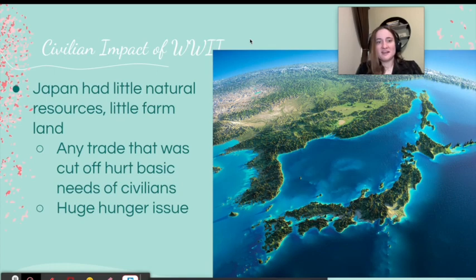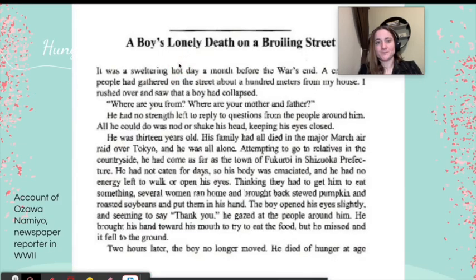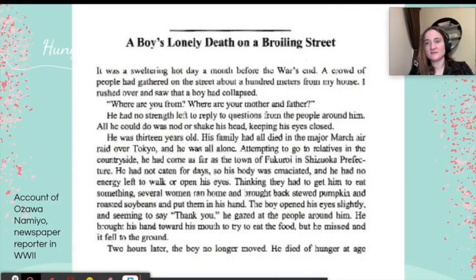Like I said before, Japan had little natural resources, okay? They're like a big rocky volcanic island. There is not a lot of farmland for them either. And what there is has very poor soil. So any trade that was cut off from them hurt the basic needs of the civilians, which would cause a huge hunger issue.